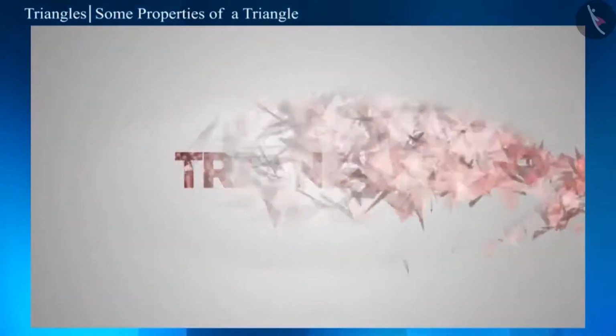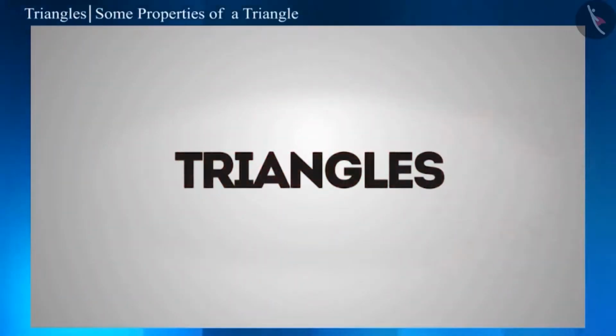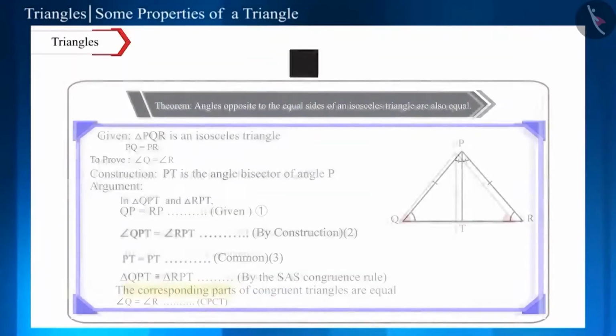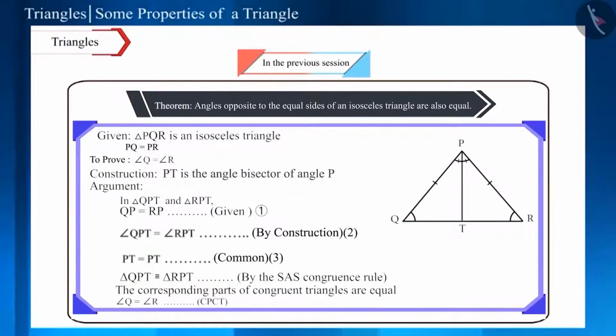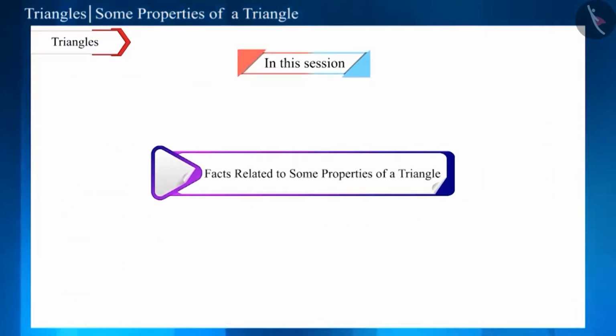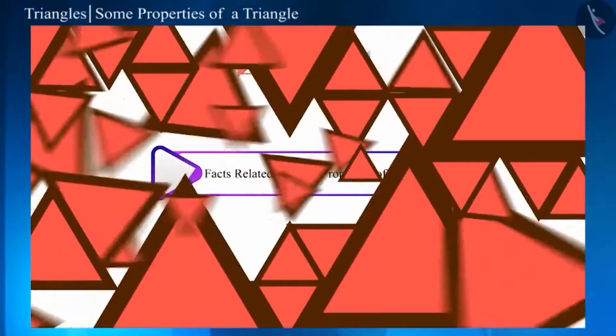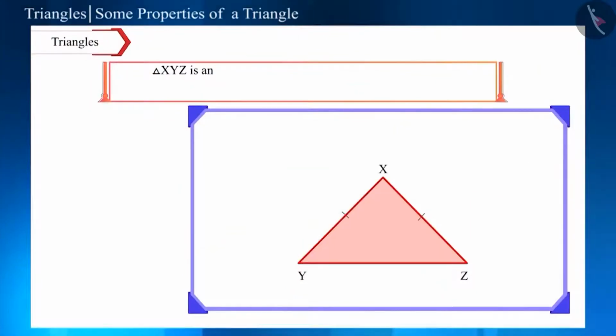Hello friends, welcome to this video on triangles. In the previous video, we discussed some properties of triangles. Today, we will discuss some concepts based on it. So let's start. Triangle XYZ is an isosceles triangle and sides XY and XZ are equal to each other.